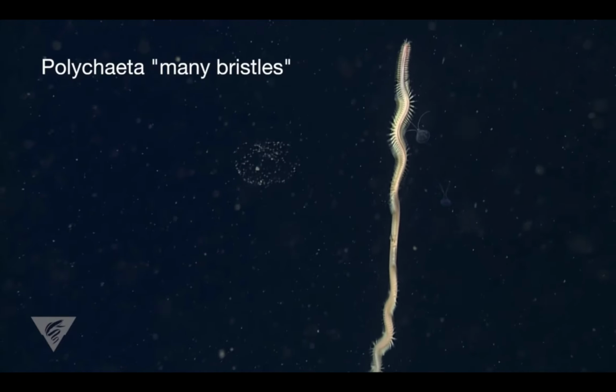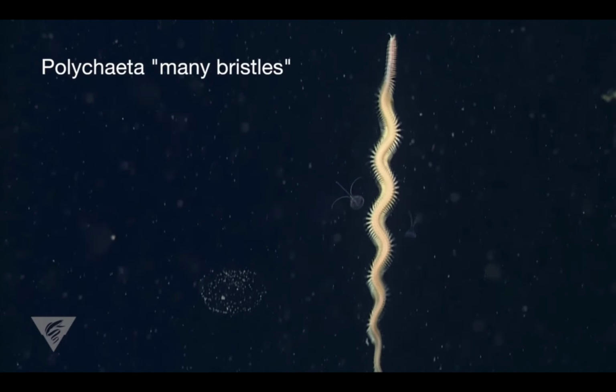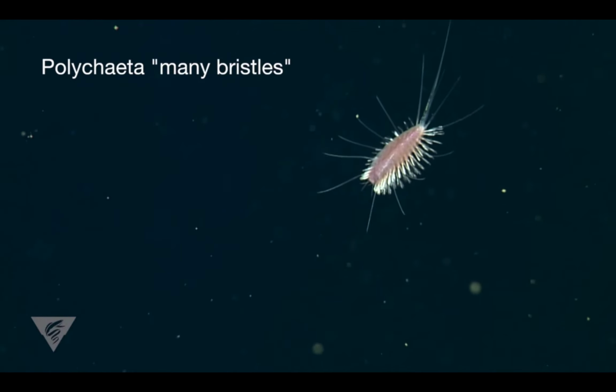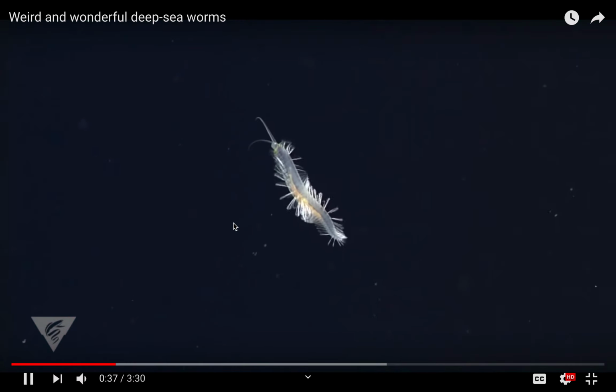Polychaetes have segmented bodies with paddle-like feet, or parapodia, on each segment. Most have bristles or chaetae that they use for defense, crawling, or swimming.